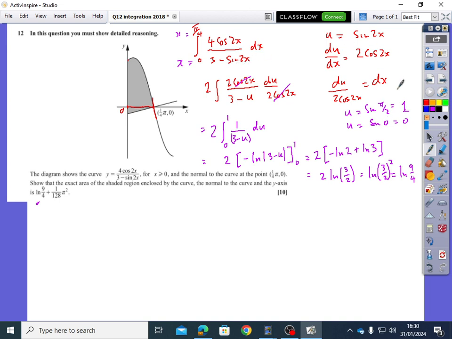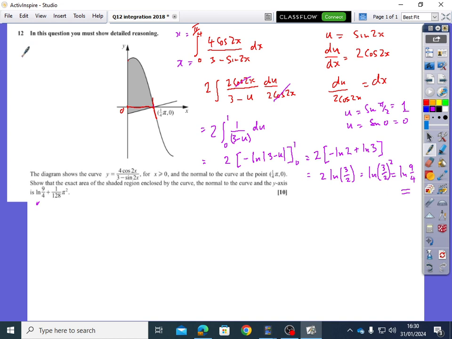If you can't, you can easily do it by substitution. So that first part is done. Now the second part is trying to find the equation of this normal. We've been told that this is the normal and that's the tangent. So what you could do is differentiate this function, find the gradient of the tangent, and then work it out for the normal.